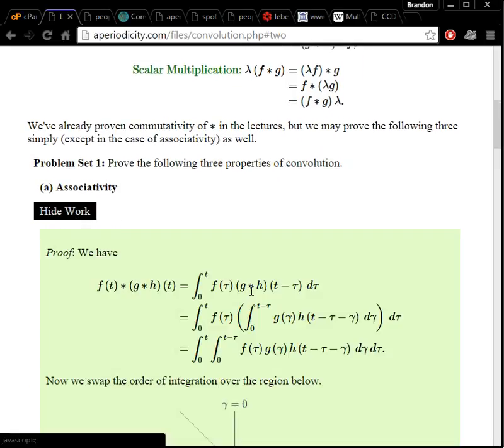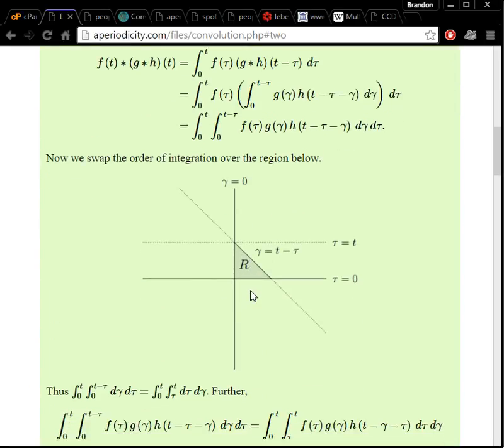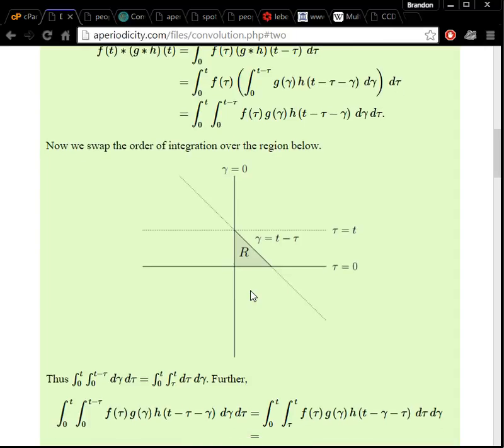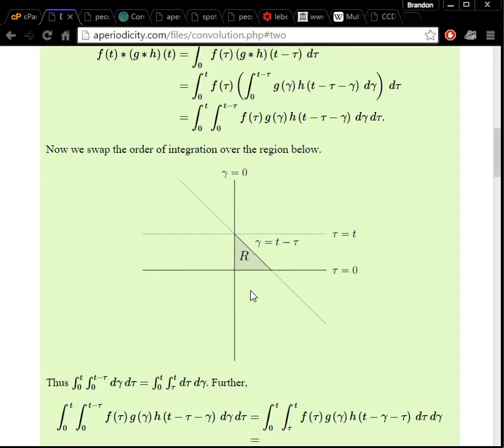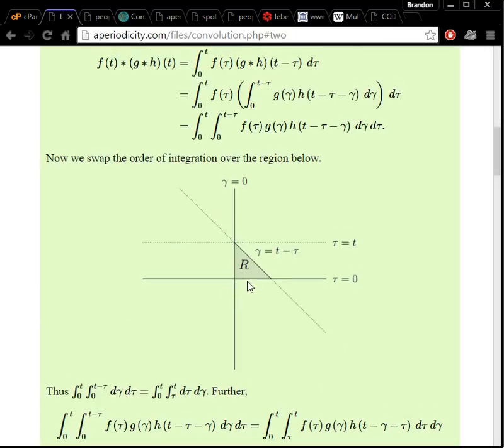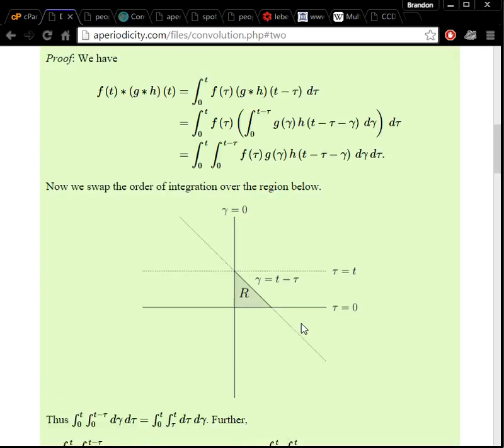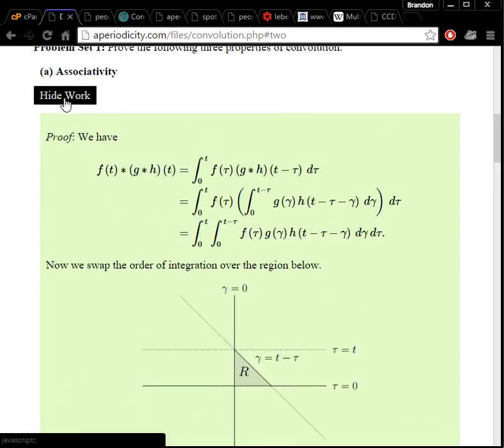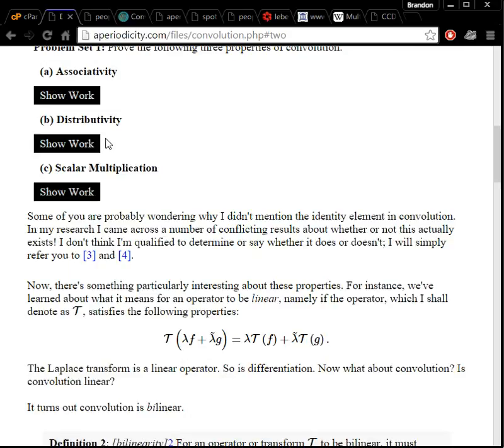And for the proof of associativity, I had a bit of trouble with this one, so I didn't quite finish in time for the due date of this discussion. But if you have any suggestions for how I might complete this proof, I believe I've drawn up the region of integration correctly, although if you have any commentary or suggestions or critiques, feel free to let me know. I'll try to make the necessary changes to make this page better.